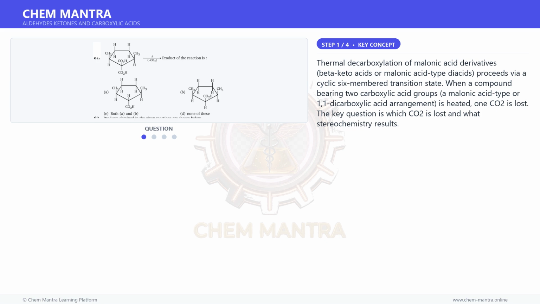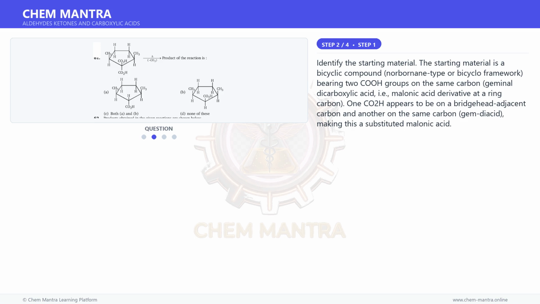When a compound bearing two carboxylic acid groups, a malonic acid type or 1,1-dicarboxylic acid arrangement, is heated, one CO2 is lost. The key question is which CO2 is lost and what stereochemistry results. Moving on to the next step.